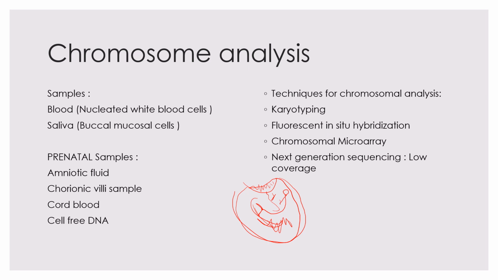Now, we'll collect the sample, but how will we analyze it? We'll analyze by techniques. There is something called karyotyping, that we'll look at. There is fluorescent in situ hybridization, chromosomal microarray, and next generation sequencing with a low coverage, which can be used for chromosomal analysis.